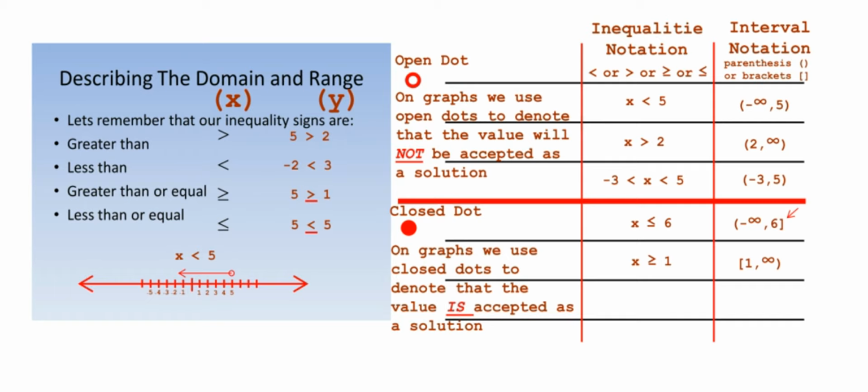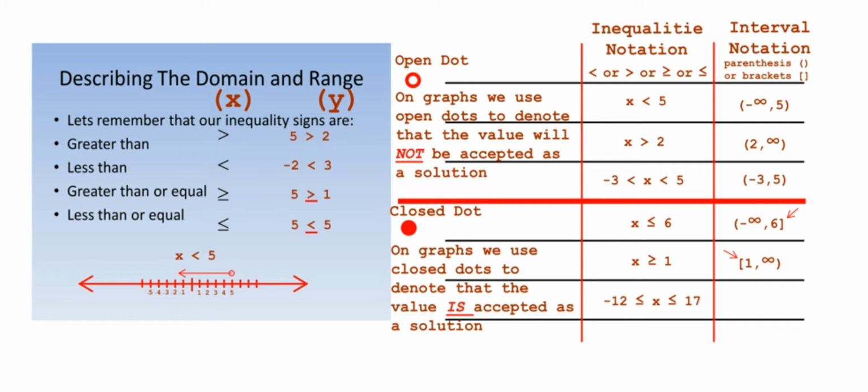Since 1 is an acceptable solution because the inequality sign has an equal sign, it would be a closed dot, not open, right? Closed dot. Then it would take a bracket on the left side. So notice the bracket on the left side. The right side takes a parenthesis because infinity cannot be reached.